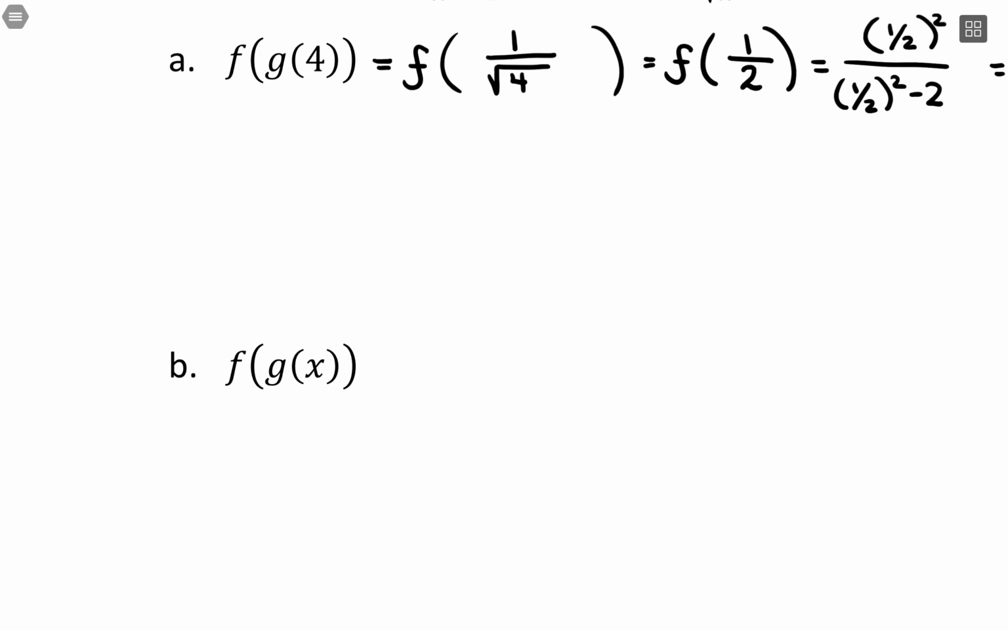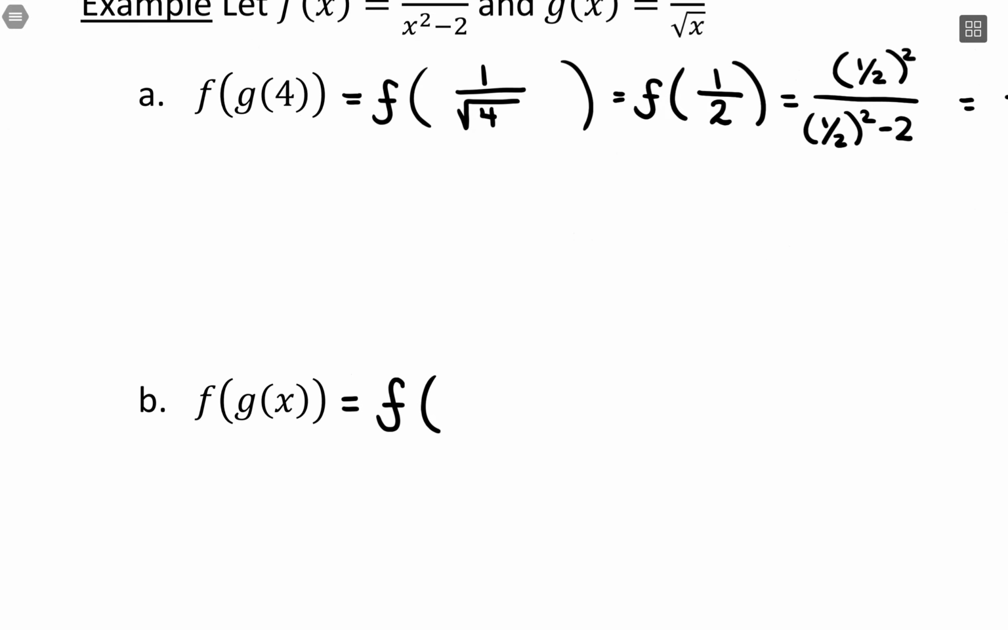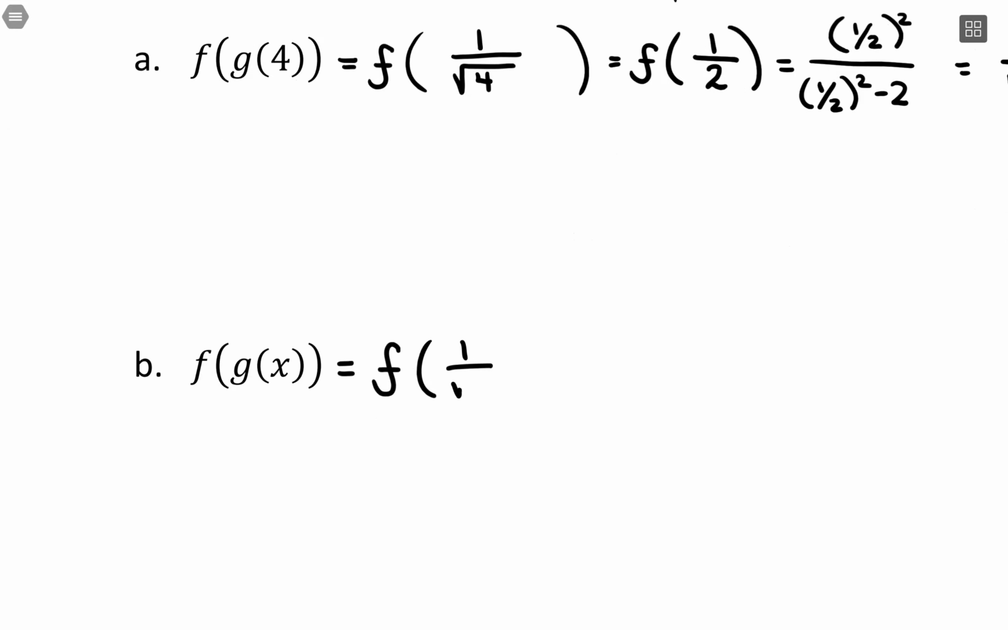Alright, f of g of x. So if we're not plugging in a number and we're just working with our variable of x, then what this would look like is f of, and we just copy g of x from up above there. So that 1 over square root of x. And then what we're doing is we're taking all that notation and plugging into f, which tells us to square over square minus 2, and we have a 1 over root x, 1 over root x.